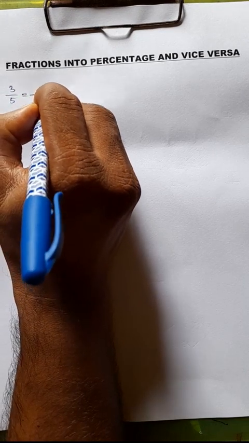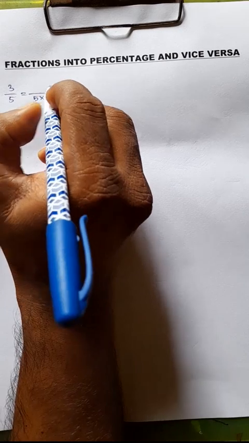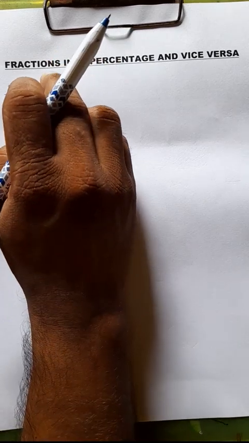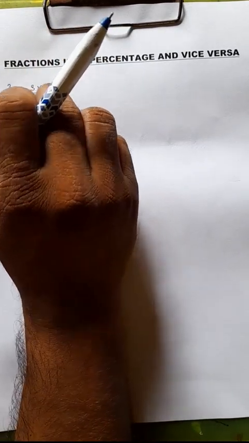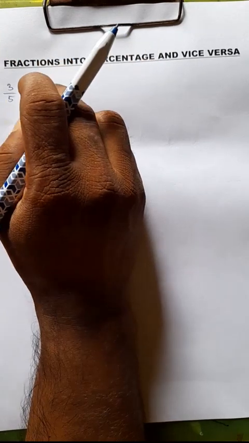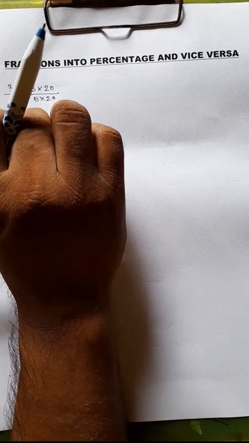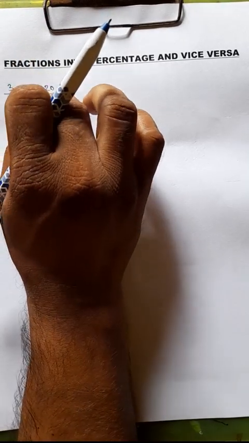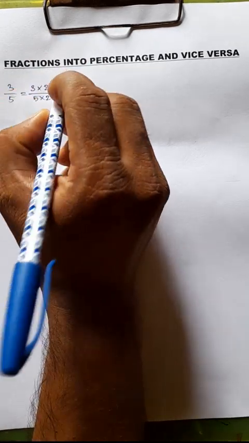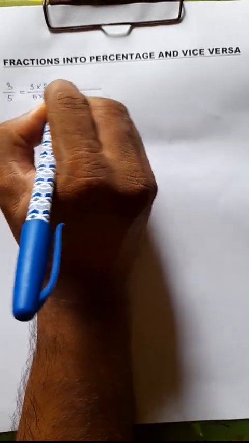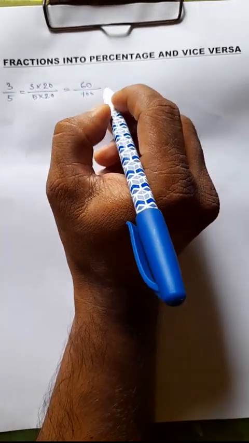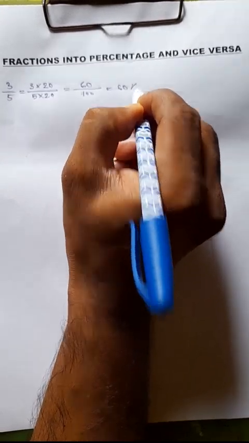So when we multiply 5 by 20, then you have to multiply 3 by 20 again, because if we don't multiply both the numbers by the same number, then this will be different from the given fraction. So we want to keep it equivalent. That is why we are multiplying both numerator and denominator by the same number. Here our intention is to make the denominator 100. So we get 5 20s are 100, 3 20s are 60. That means it is 60%.